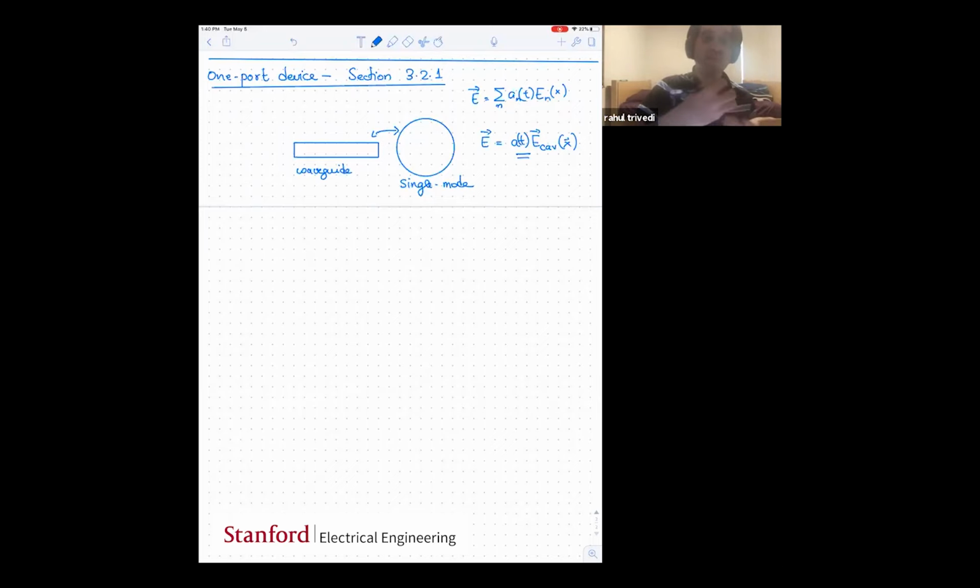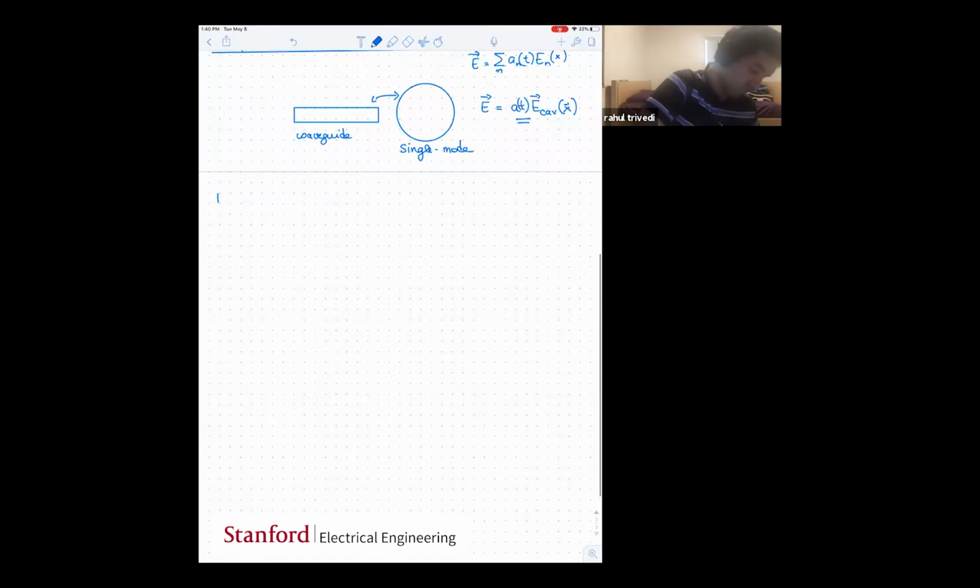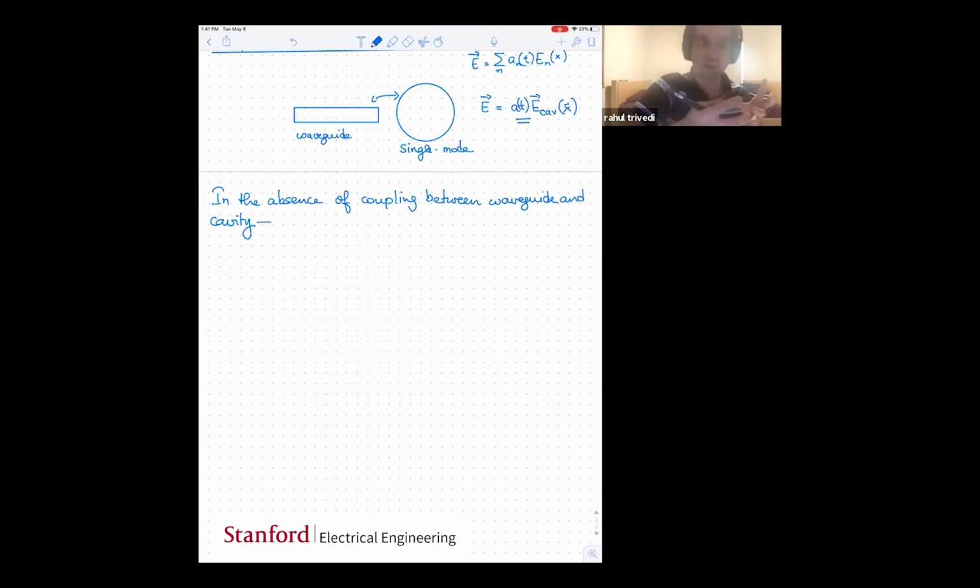And this A(t) is something that, in the absence of coupling between waveguide and cavity, would satisfy a harmonic oscillator equation, right? If we assume that the waveguide and cavity don't couple to each other, then the cavity is completely lossless, and consequently it would just behave like a simple harmonic oscillator. So you would expect A(t) to satisfy a simple differential equation, dA/dt equals minus i omega_c times A(t), right? So A(t) just varies as exponential of minus i omega_c t.